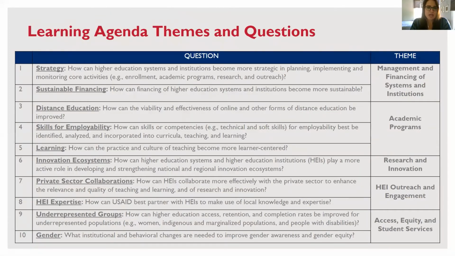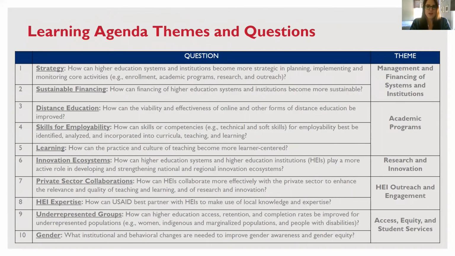So this table captures all 10 questions and 5 themes. Of the 5 themes, the first is management and financing of systems and institutions. Under that theme, we had 2 questions around strategy and sustainable financing. Under the theme of academic programs, we had 3 questions around distance education, skills for employability and learning. Under the theme of research and innovation, we had a question around innovation ecosystems.